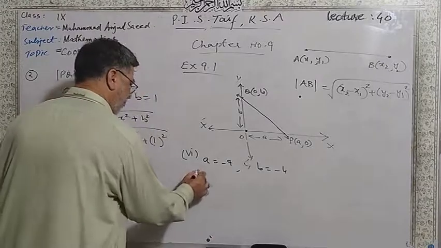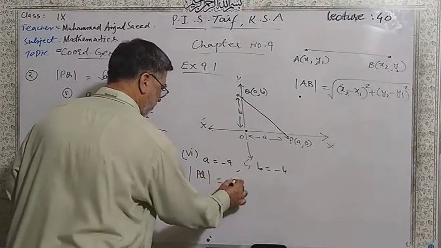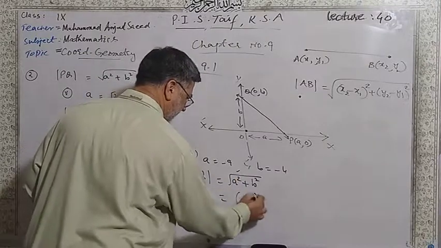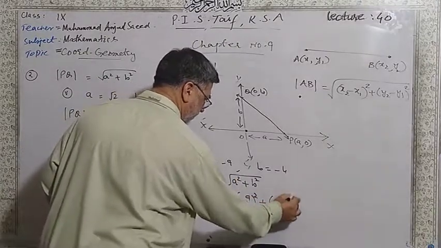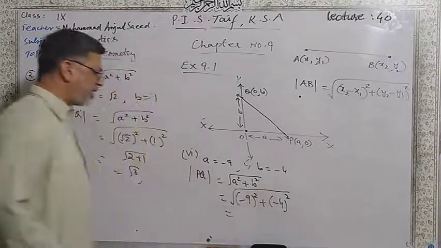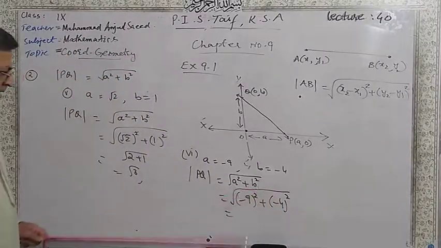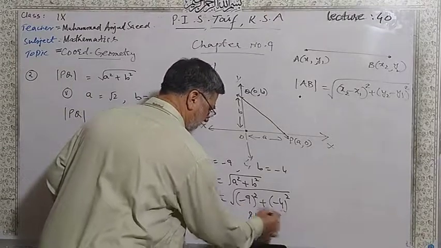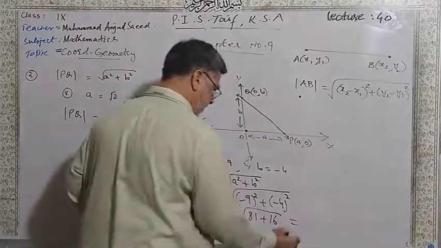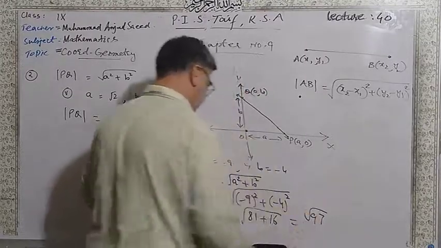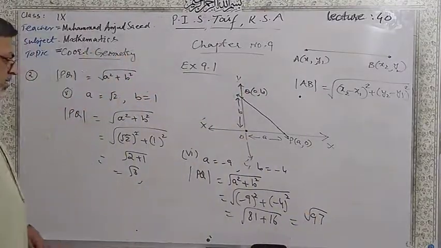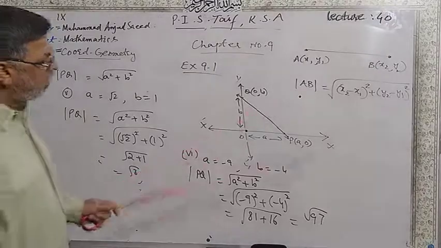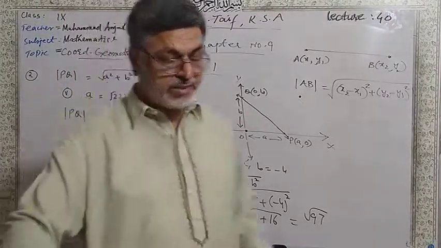Applying the formula PQ mod is equal to the square root of A square plus B square, the square root of (minus 9) square plus (minus 4) square. Remember that the square will make it positive. 9 square is 81 and here is 16, so it will be the square root of 97. So this is the way to find the distance between two points.